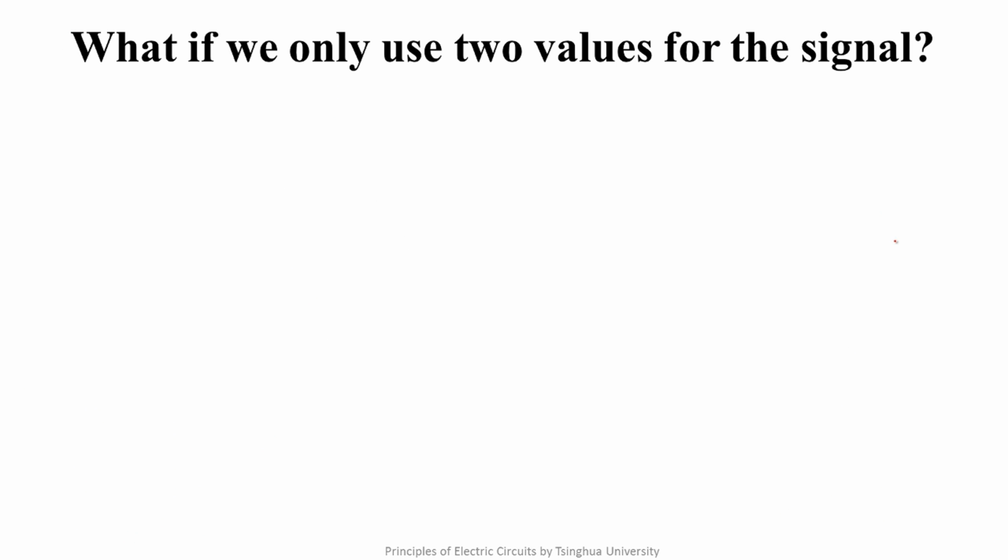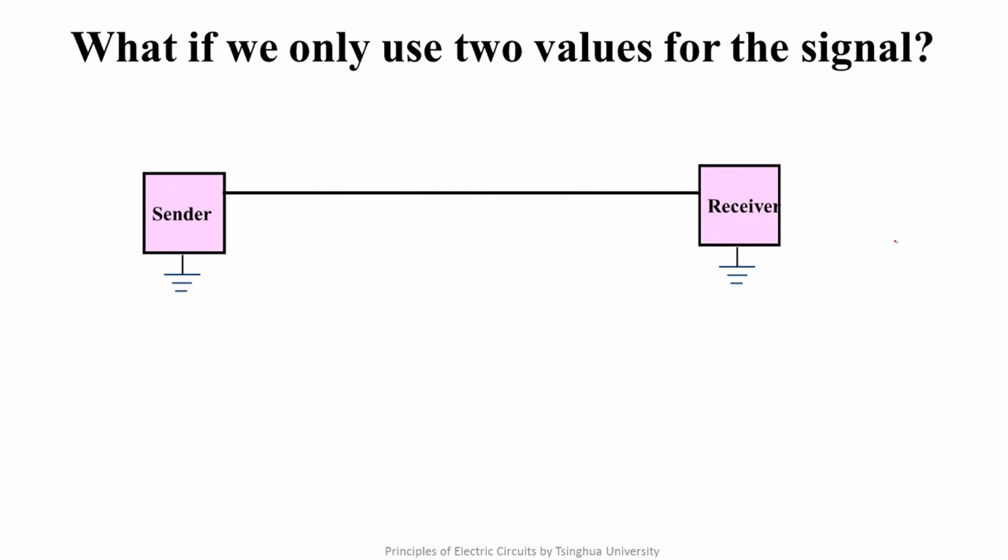Well, let's think about this question. We want to amplify an AC signal superposed with a DC signal, which is a little complicated. Let's make the question simpler. What if we only use two values for the signal? The line between the sender and the receiver has noise. Now the sender only sends two values, 0 or 1.